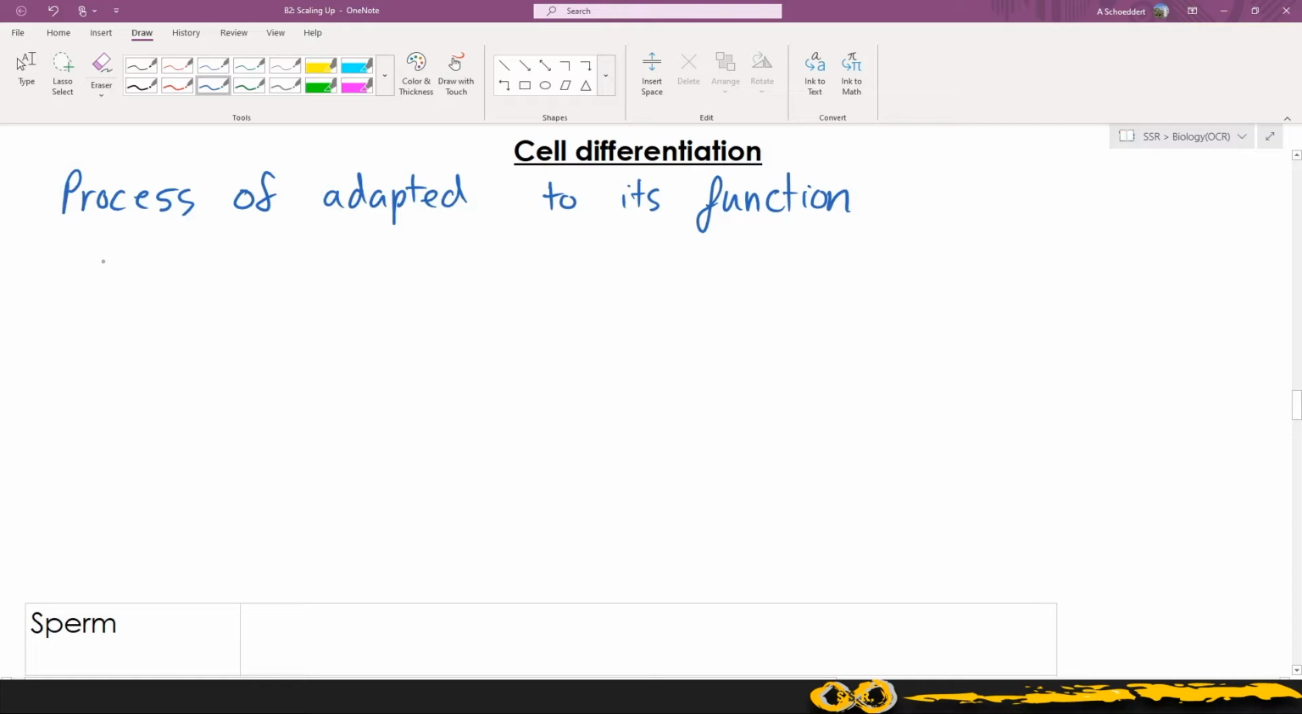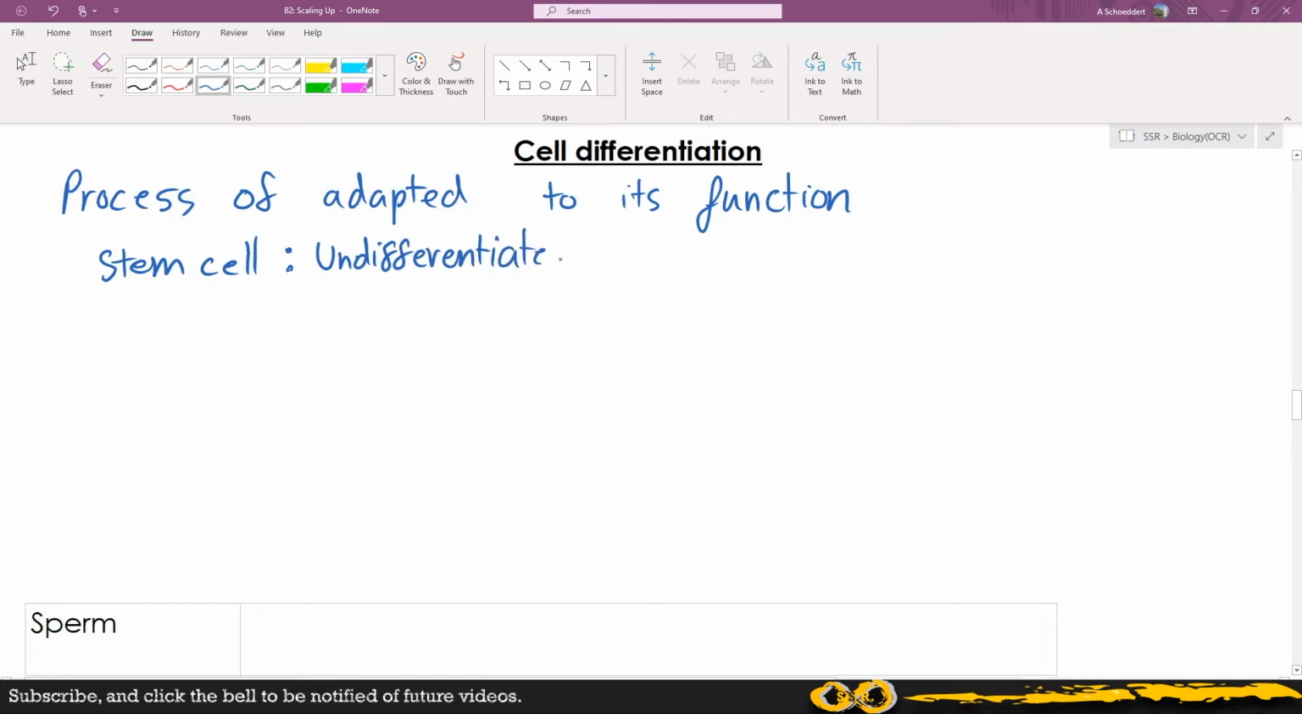And they will start out as what we call a stem cell. And this is a cell that can differentiate, so it is undifferentiated at the moment. And that means it can become other cells or other cell types.